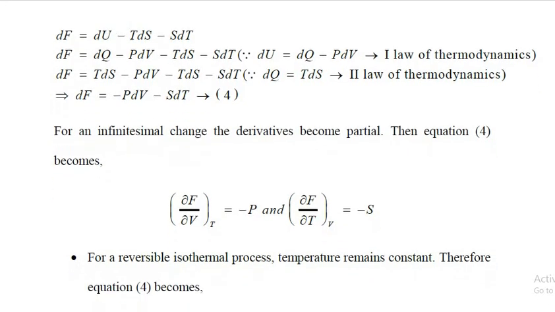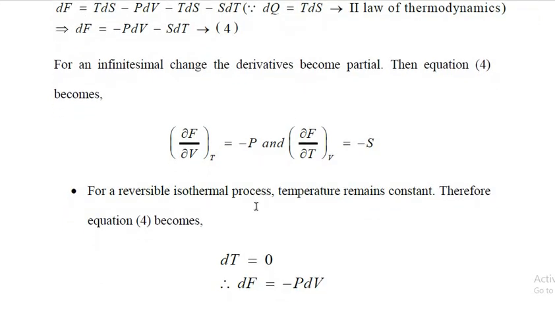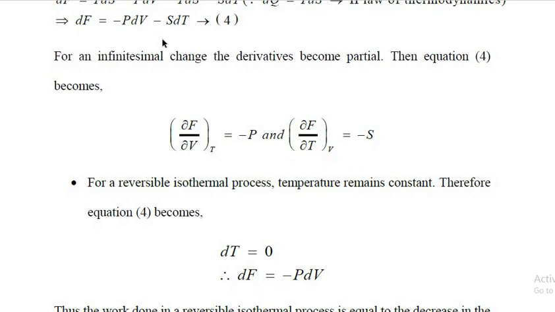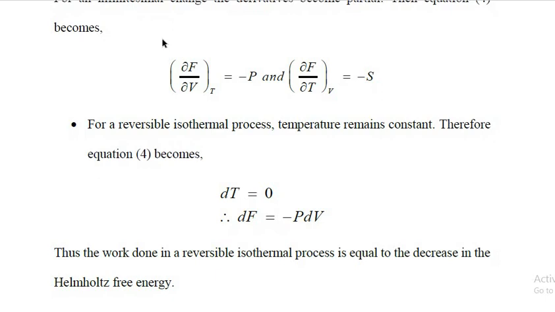Now for a reversible isothermal process, temperature remains constant, because isothermal is a process where temperature remains constant. Therefore in equation 4, dT becomes 0, therefore we will have dF is equal to minus PdV. What is PdV? It is the work done. So the work done in a reversible isothermal process is equal to the decrease in the Helmholtz free energy. There is a minus sign, so it is a decrease in the Helmholtz free energy.